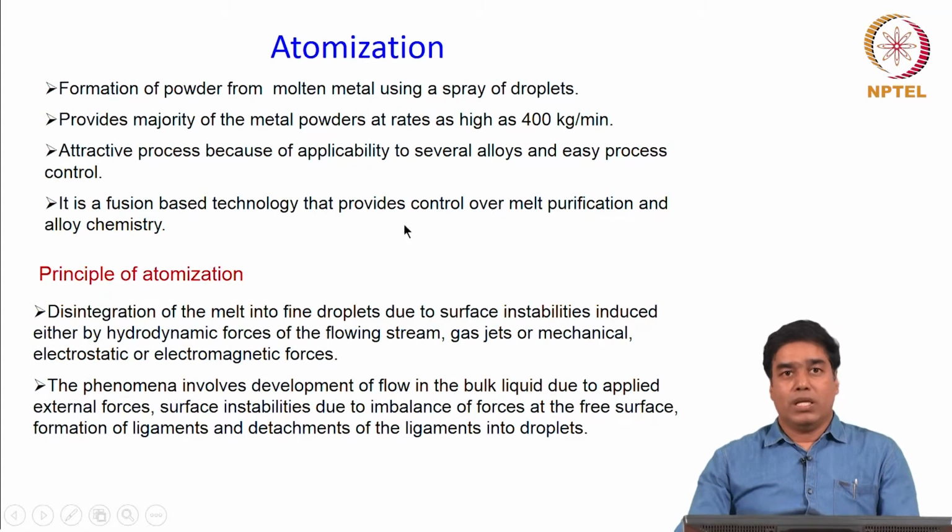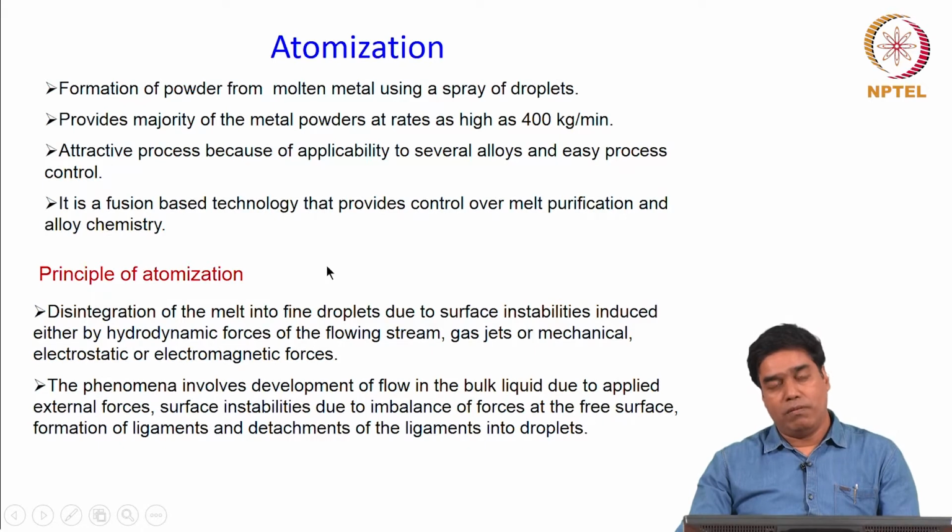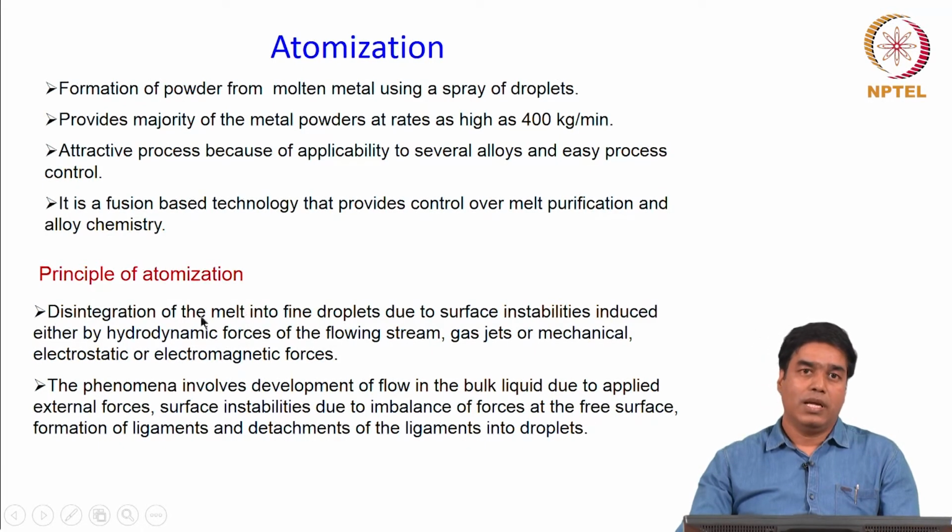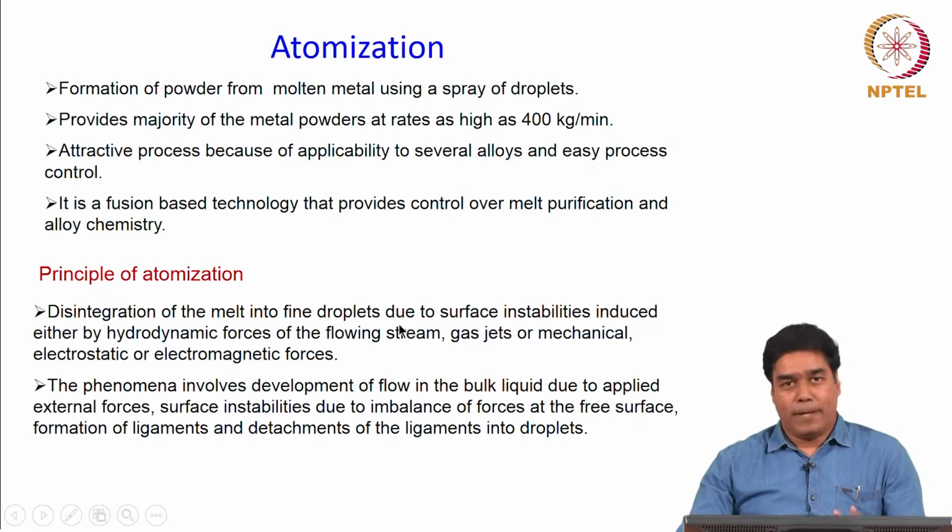Okay. So, when you talk about the basic principle of atomization, it is nothing but disintegration of the melt into fine droplets, and this happens due to the surface instabilities induced either by the hydrodynamic forces of the flowing stream, or you can use some external forces, for example, gas jets or mechanical, electrostatic or even electromagnetic forces to induce these instabilities, so that the molten metal stream can be broken down into fine droplets.